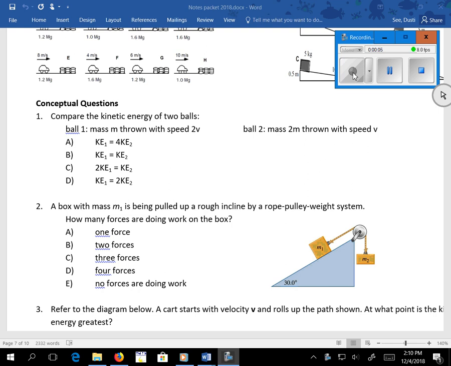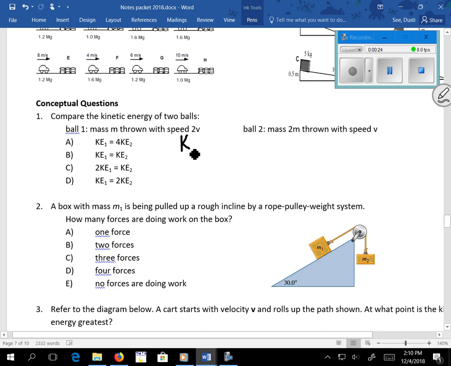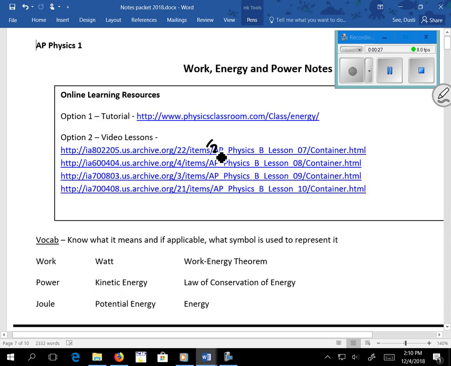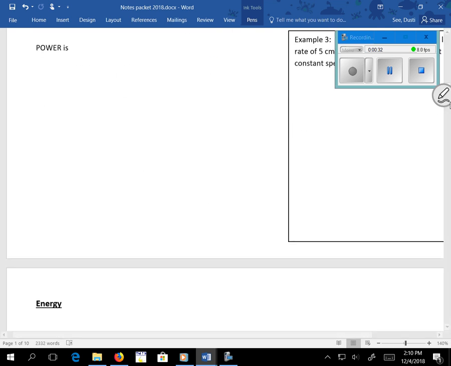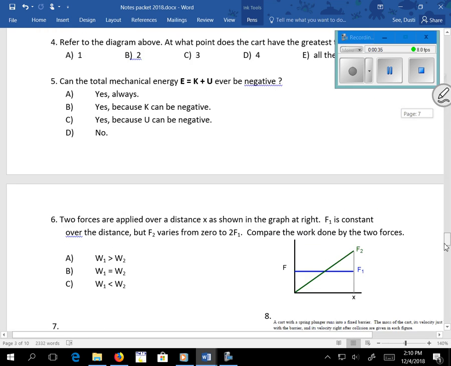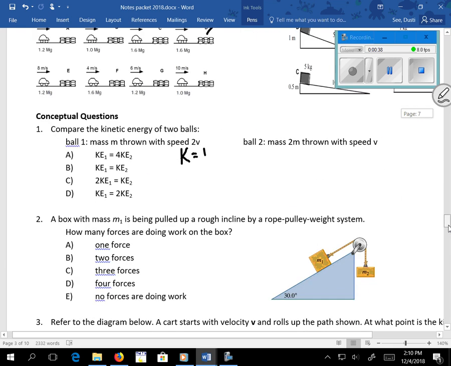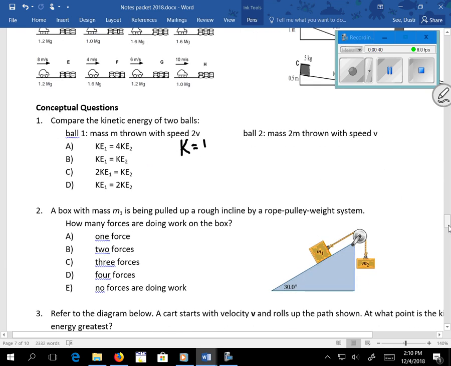Right, the conceptual questions from our Work, Power, and Energy AP1 packet. Let's talk about them. The first question says, compare the kinetic energies of the two balls. Well, the first thing to do is to figure out the kinetic energies. Kinetic energy is 1/2 mv squared.